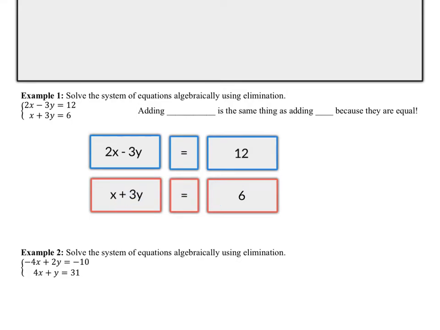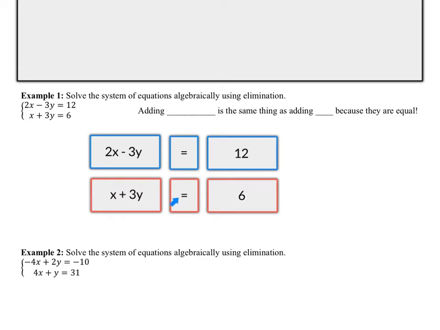While this might not look like I'm adding the same thing to both sides of this equation, if we started with the blue equation, I add x plus 3y to the left side and 6 to the right side. That doesn't look like it's the same thing, but it is, because we are told in our system of equations that those two things are equal. So they look different, but we actually are adding the same thing to both sides.